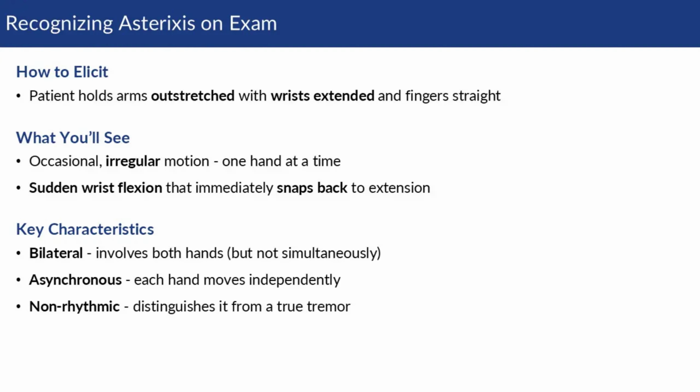Clinically, asterixis is observed when a patient is asked to hold their arms outstretched, with their wrists extended and fingers spread. What one then sees is an occasional and irregular motion. Typically, one hand at a time will experience a sudden flexion of the wrist. It then immediately snaps back to the previous extended position. This distinctive movement creates a bilateral, asynchronous, and non-rhythmic flapping motion, making it quite recognizable at the bedside.